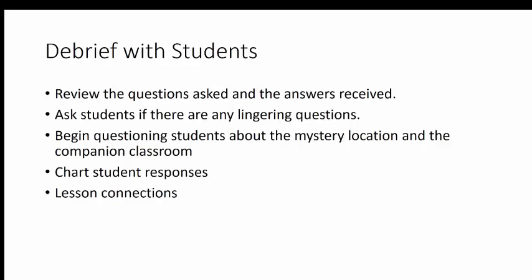Be sure to chart student responses. Then you will make lesson connections for students. Explain to students that improvements in transportation and communication technologies dramatically reduced economic, political, and cultural isolation. As a result, substantial uniformity was produced across the globe.